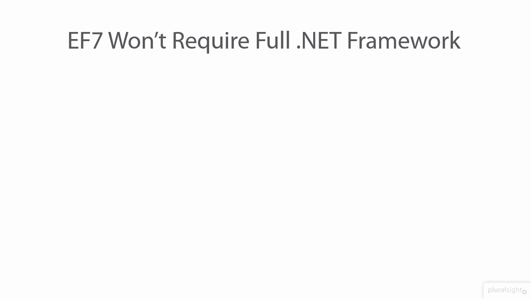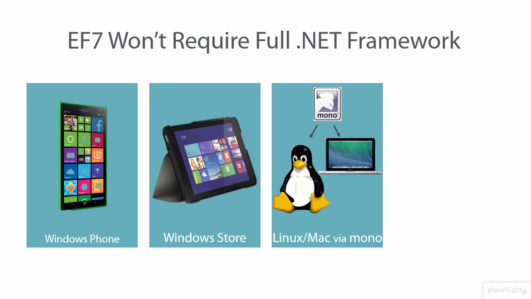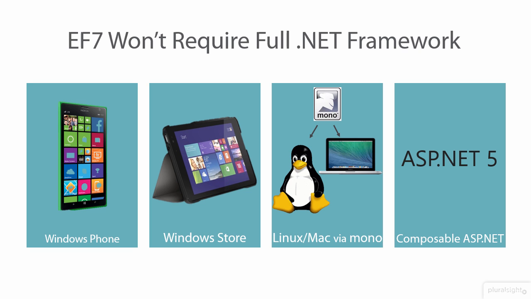Entity Framework 7 will remove that dependency on the full .NET framework, which frees it up to be used in variations of the .NET framework, such as the Windows Phone operating system or Windows Store apps. It'll also be available to systems running Mono, which means you can use Entity Framework in applications on Linux or Macintosh systems. The upcoming version of ASP.NET, which is ASP.NET 5, is a lightweight composable API that will be delivered in bits and pieces by NuGet. EF7 is going that same route, so it will also work with this version of ASP.NET.